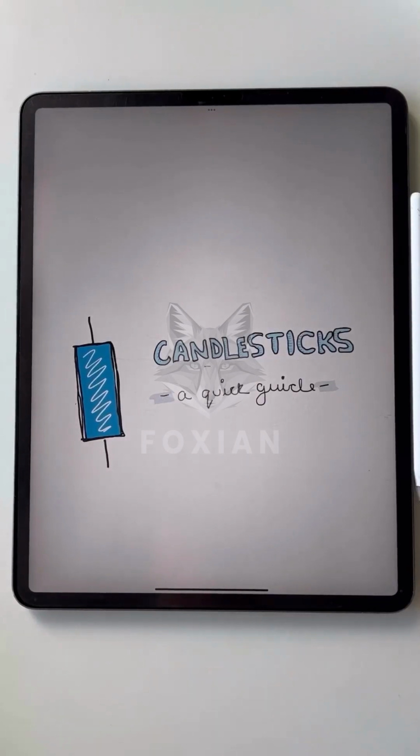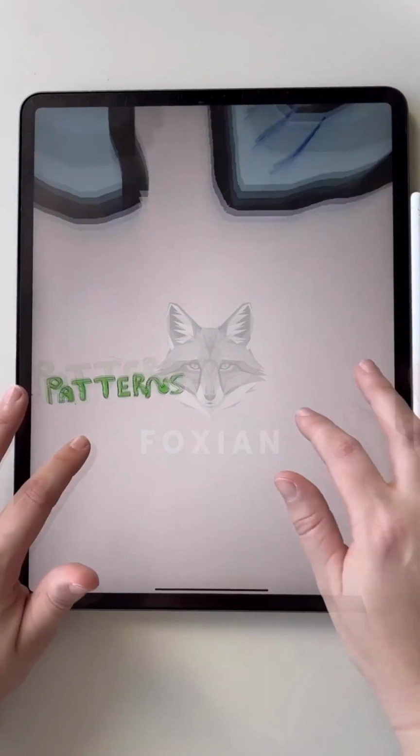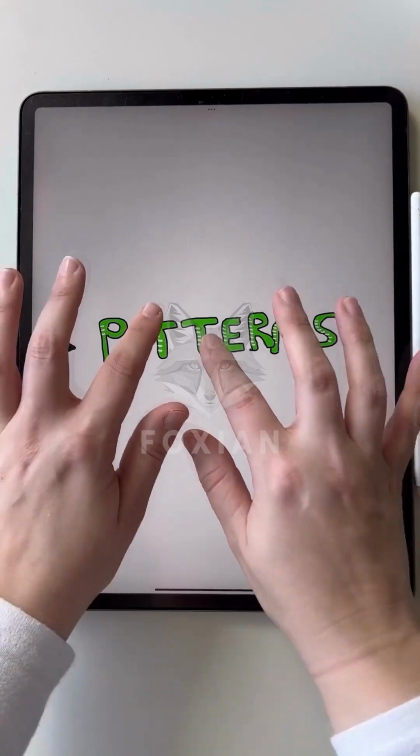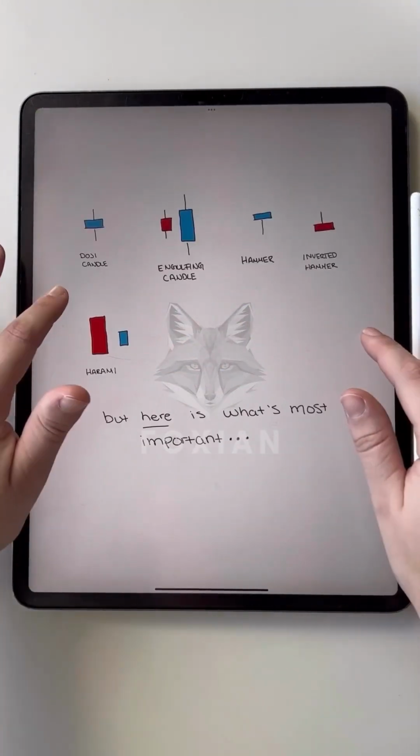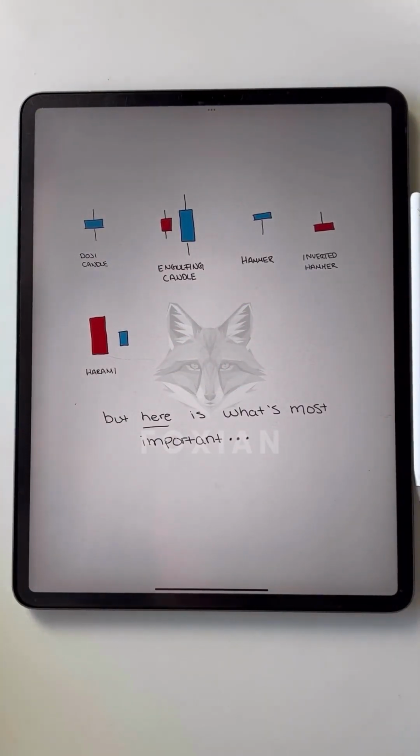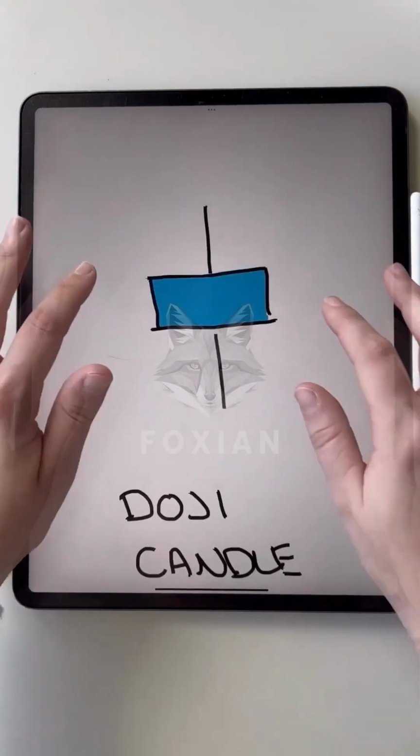A quick guide on candlestick patterns. The amount of candlestick patterns out there can be extremely overwhelming. So today I'm going to break down what's important to remember when you're looking at patterns. So here are a bunch of, I would say, the most popular patterns.